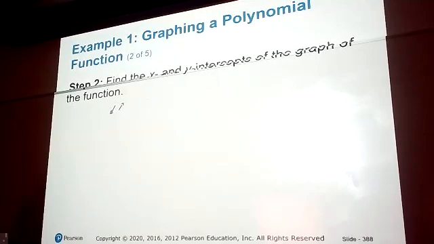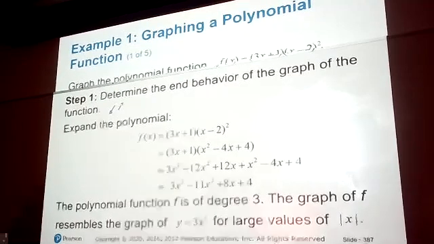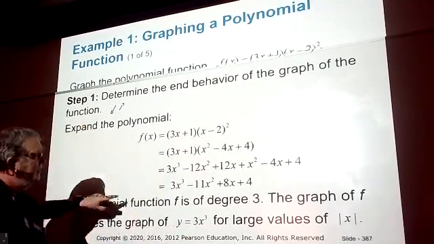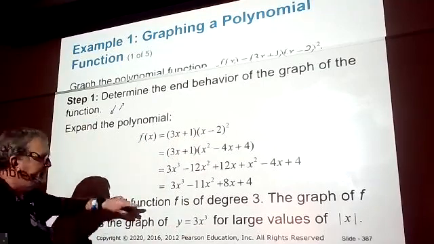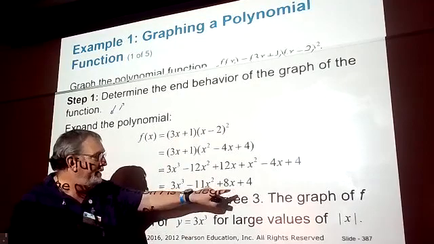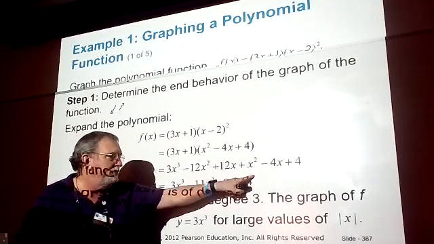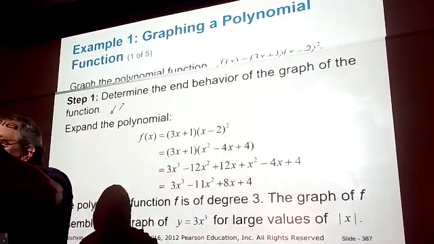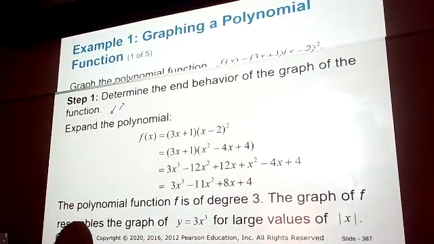Okay. Find the x and y intercepts. The x-intercepts come from setting each of these equal to 0. The y-intercept is looking at this here and saying that it's this number, because for a polynomial function, the constant is where it crosses the y-axis.